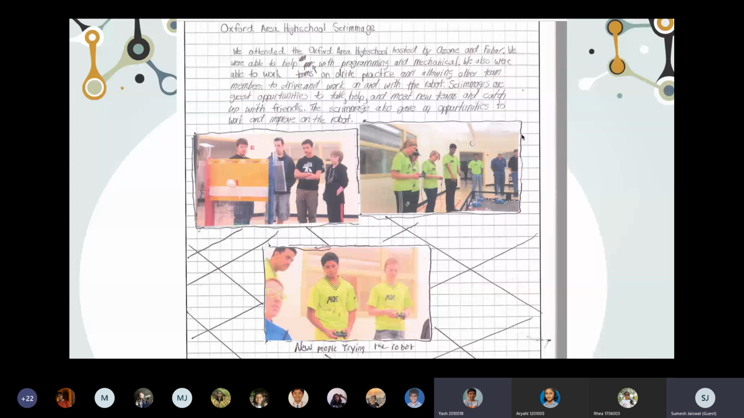And these are some more pictures from the outreach that this particular team did.